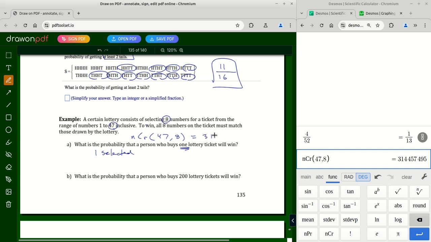Let me just write that one down. So this is my, let me just do that right there. Okay. So 1 selected, and then I got 314,457,495 total. There's no way to reduce that down, so that's your answer. Yay. Then it says you got 200 that you're now selecting. So 200 selected divided by the exact same total.